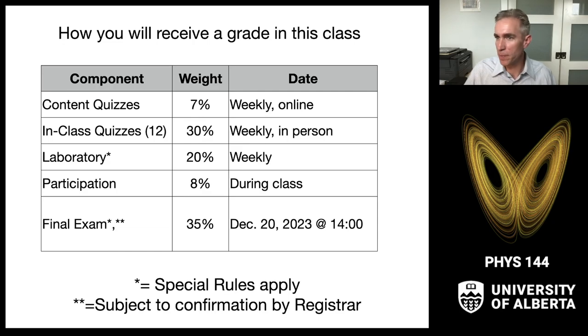They'll go to your, you basically get marked for accuracy on them, and they'll constitute 7% of your grade. So they just happen online every week. There'll be a total of 12 in-class quizzes, given 13 weeks in the semester and I'm not having a quiz on the first day. Those comprise 30% of your grade, and those happen every week in person, in class.